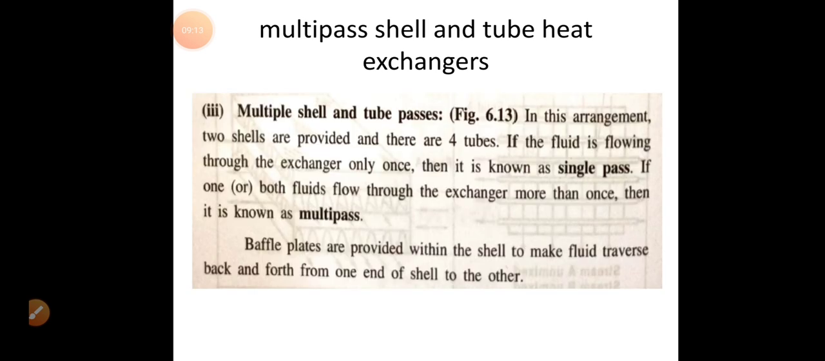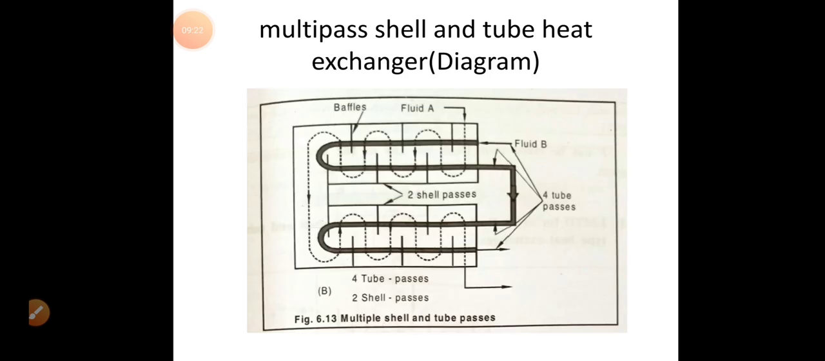The next type is multipass shell and tube heat exchanger. In this type, two shells are provided and there are four tubes. In the diagram you can see it clearly. Here, if the fluid is flowing through the heat exchanger only once, then it is called single pass, and if the fluid flows through the heat exchanger more than once, then it is known as multi-pass. Here, baffle plates are provided within the shell to make the shell side fluid move forward and backward from one end of the shell to the other.